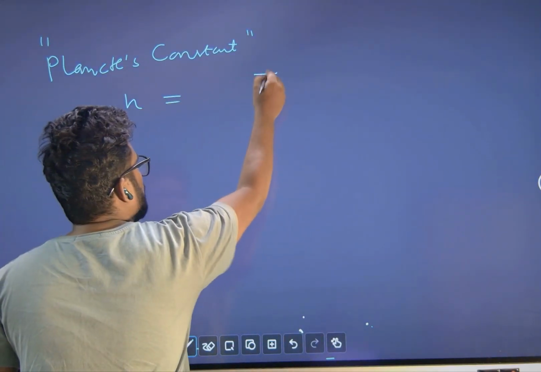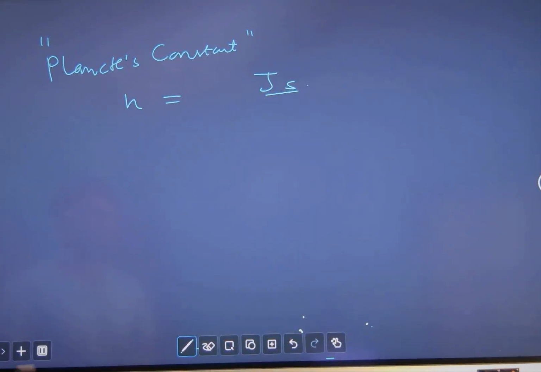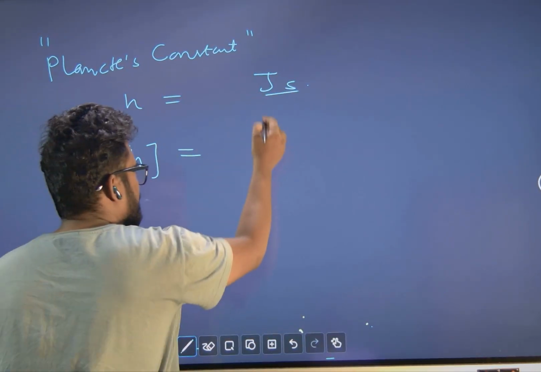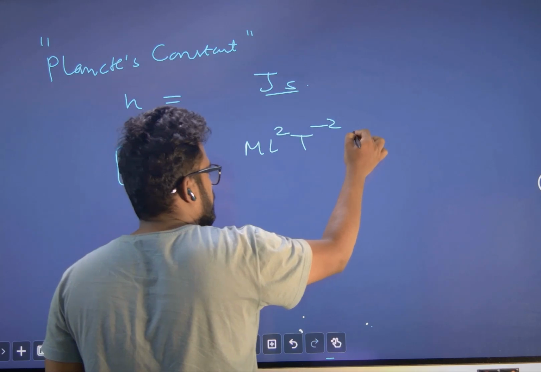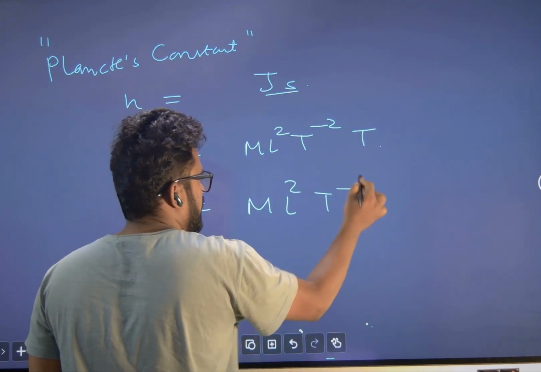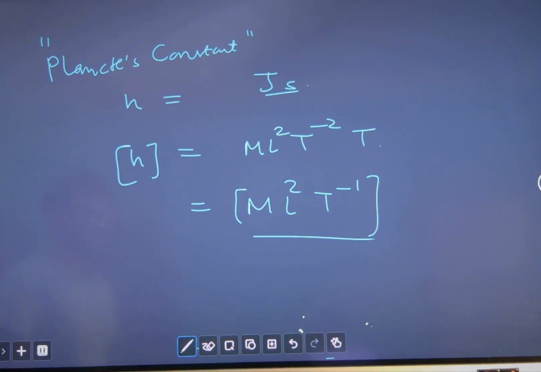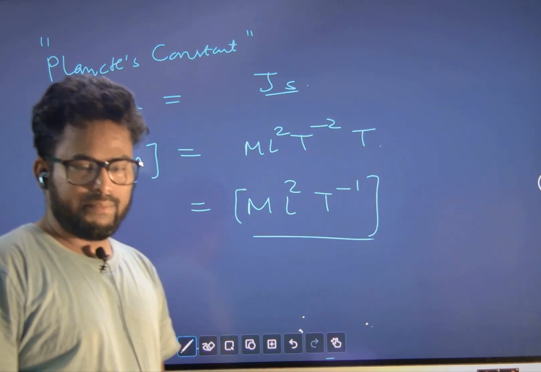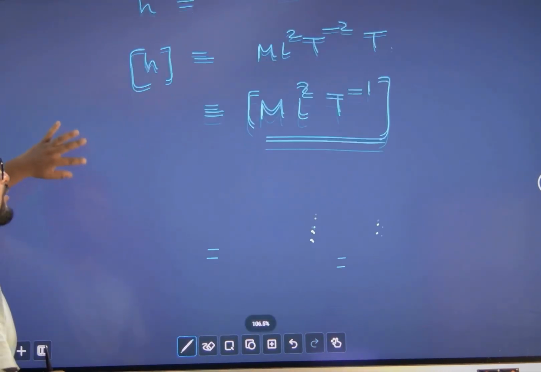If you remember, Planck's constant, its unit is how much? Joule second. So the dimensional formula of Planck's constant: joule is energy, we have already done that, ML^2T^-2. Second is time. So it would become ML^2T^-1. That is Planck's constant. Easy to derive. Next one.